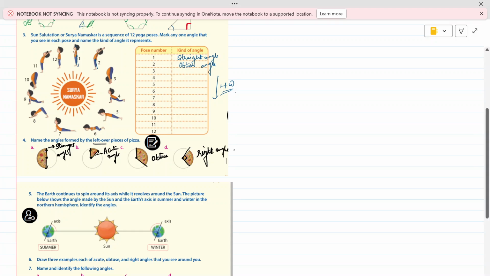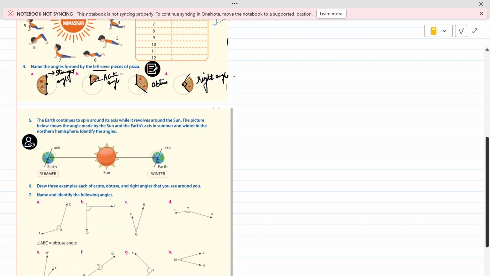Easy? Okay. Now, question number 5. The earth continues to spin around its axis while it revolves around the sun. This we know, that the earth rotates on its axis and does a revolution around the sun. The picture below shows the angle made by the sun and the earth's axis in summer and in winter. Okay, this is shown here. Now we have to identify the angles.